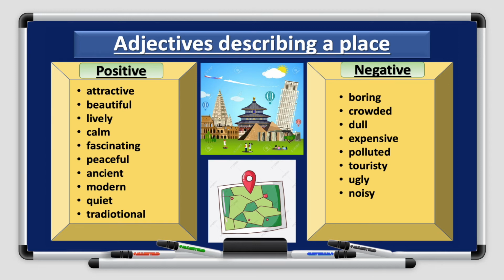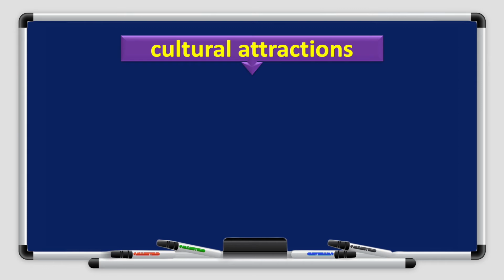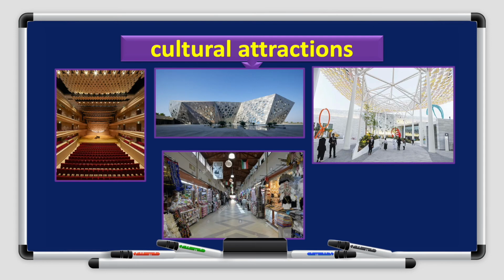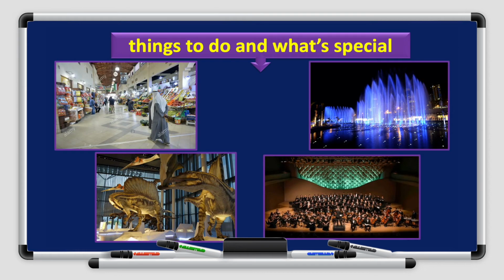ugly, noisy. Before we write, what are we going to do? We're going to collect ideas. So let's think of the cultural attractions in Kuwait. We're going to choose 3. We're going to talk, for example, about Jaber Al-Ahmed Cultural Center, Abdullah Al-Salim Cultural Center, and Souq Al-Mubarakiyya. Now, what are the things to do and what's special about these places? You're going to collect ideas about what are the things that you can do and what's special in Souq Al-Mubarakiyya, Jaber Al-Ahmed, and Abdullah Al-Salim Cultural Centers. And we will look at the ideas in further detail.